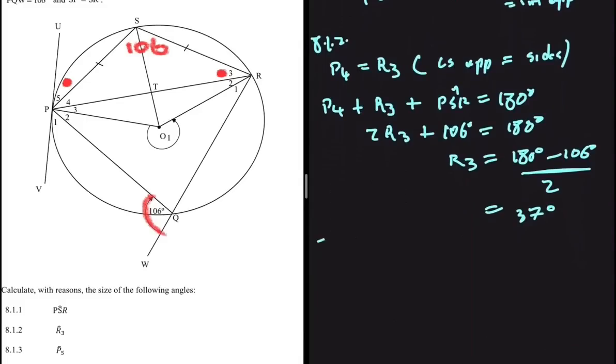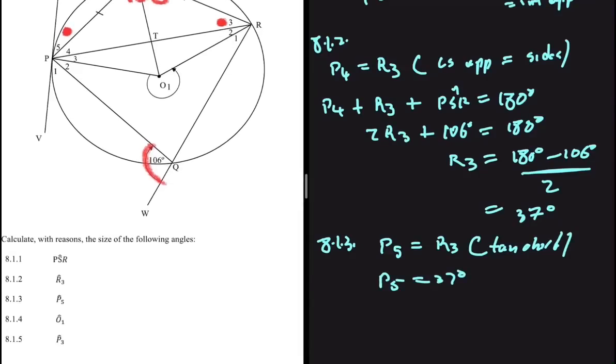So 8.1.3, we're saying that P5 is equal to R3 because of the tan chord theorem. So P5 is actually 37 degrees. Let's move to 8.1.4.